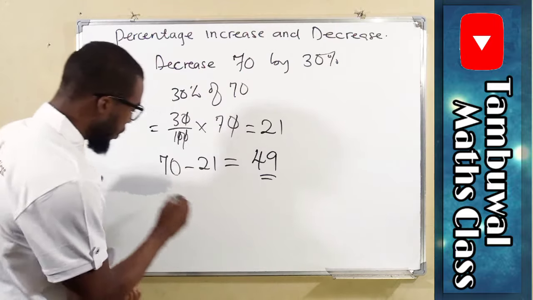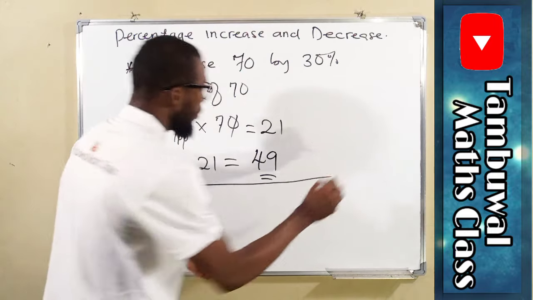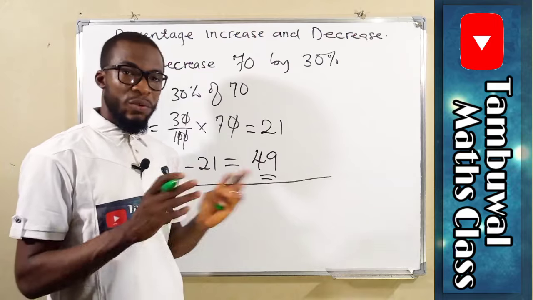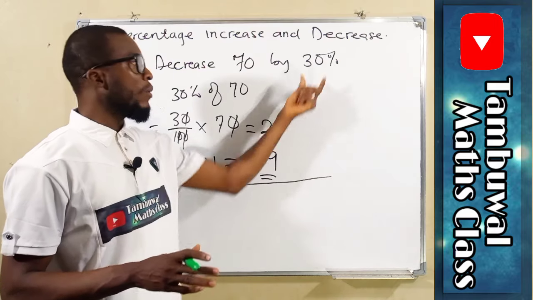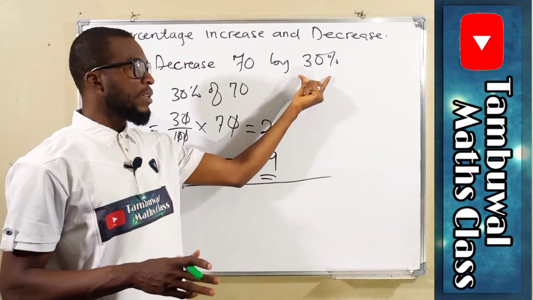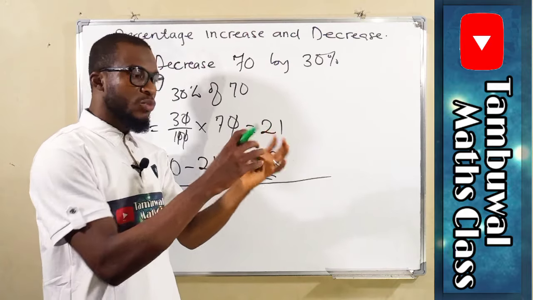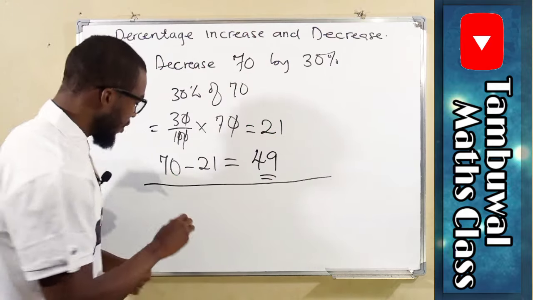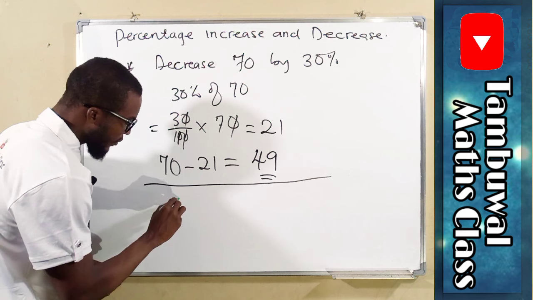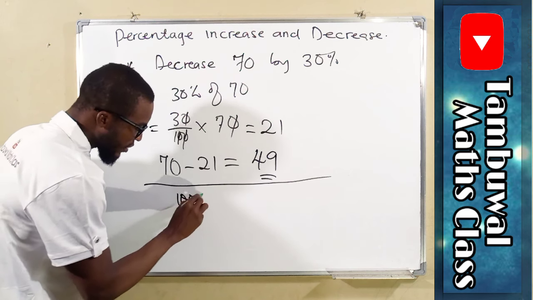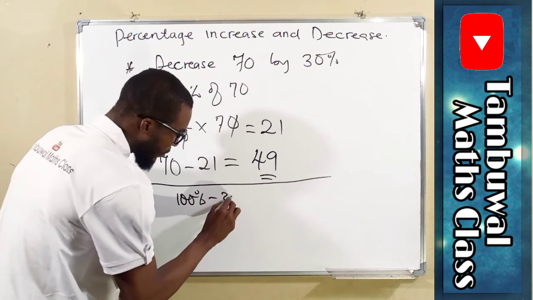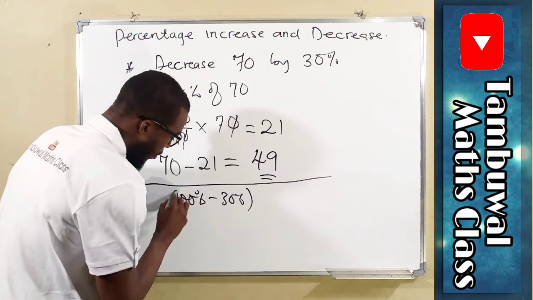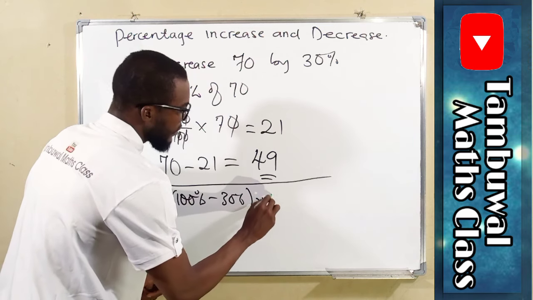Another approach, remember I told you this number in its original form is 100%. We want to reduce it by 30%. This means that we are removing 30% out of 100. So that is the same thing as 100% minus 30% of this number, 70.